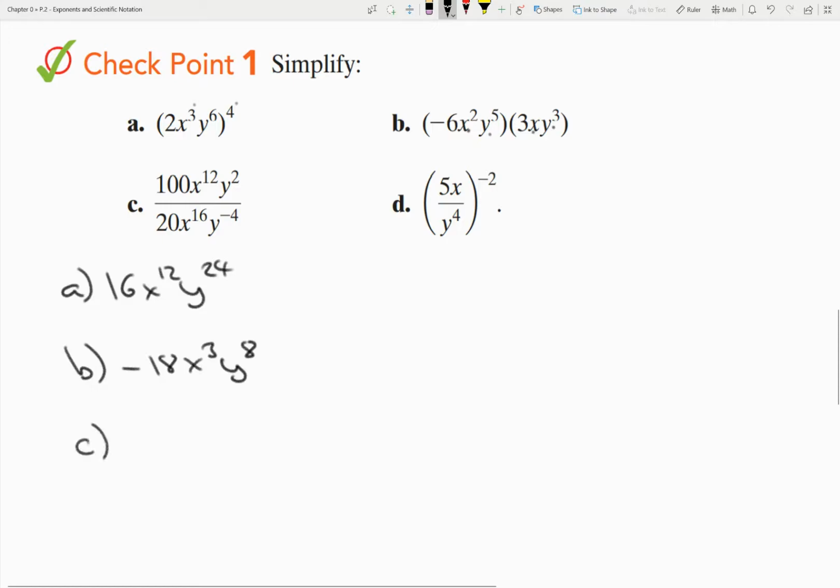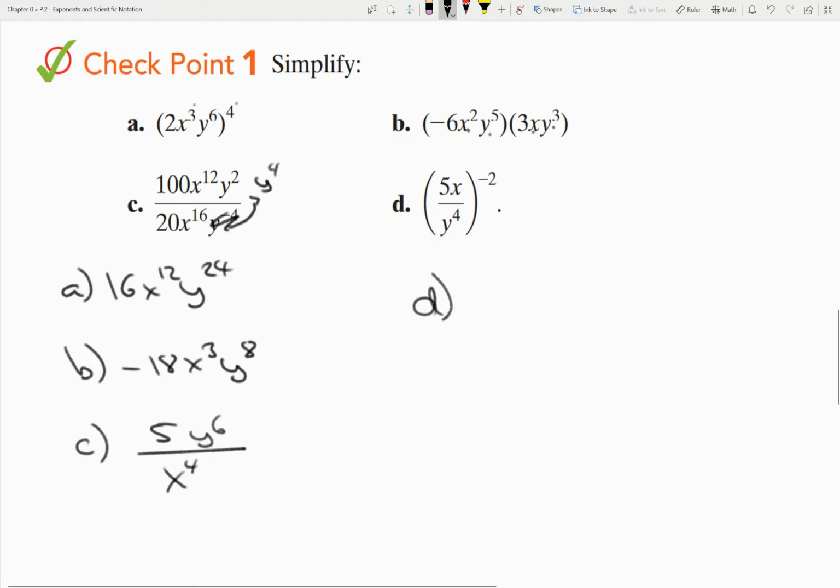For part C, 100 over 20 gives me 5, which would be in the numerator. I'm not sure if I need a denominator yet, but I'm just guessing. Well, yeah, I am, because I look at this. So there's more at the bottom here. 16 minus 12 gives me x to the 4th. 16 minus 12 is 4. And because the 16 was on the bottom, the 4 goes on the bottom as well. I can move the y to the 4th up to the top and combine those together to give me y to the 6th.